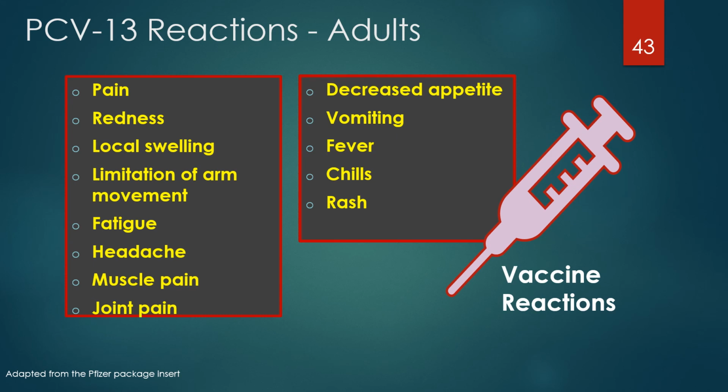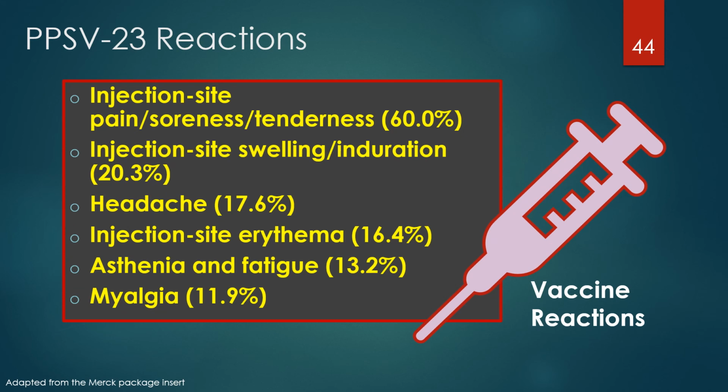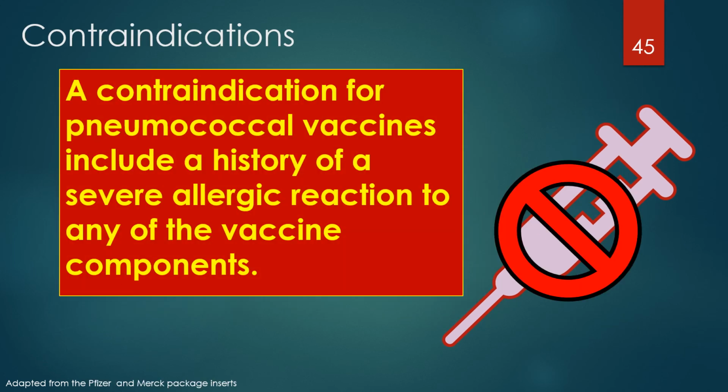PCV13 reactions in adults were generally mild, but the list includes pain, redness and swelling at the injection site, limitation of arm movement, fatigue, headache, muscle pain, joint pain, decreased appetite, vomiting, fever, chills, and rash. PPSV23 reactions include injection site pain, soreness, and tenderness, 60%, injection site swelling and induration, 20.3%, headache, 17.6%, injection site erythema, 16.4%, asthenia and fatigue, 13.2%, and myalgia, 11.9%. A contraindication for pneumococcal vaccines is a history of a severe allergic reaction to any of the vaccine components.